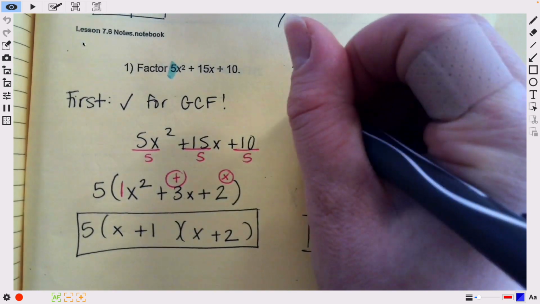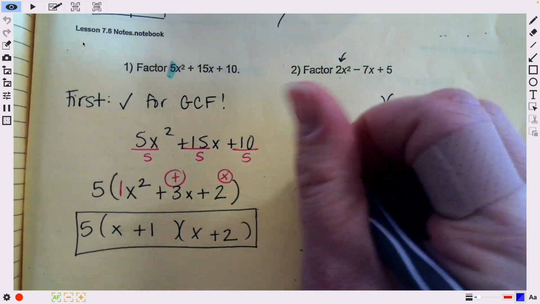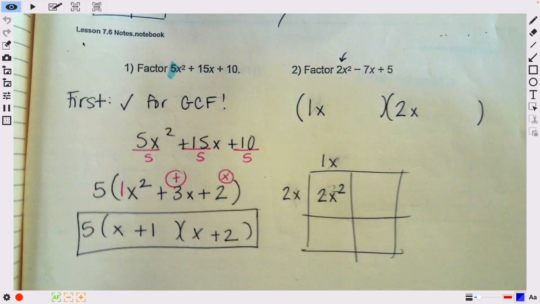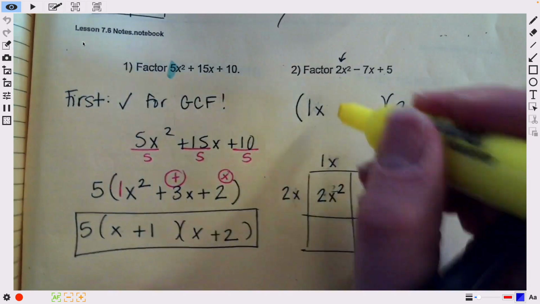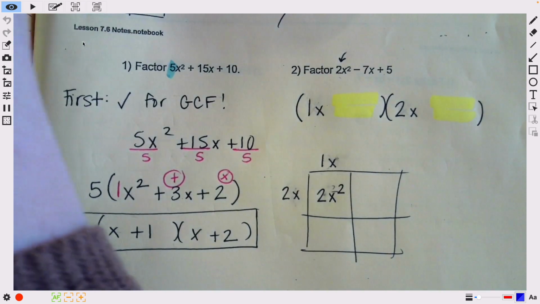1 and 2. So that just means one of these is going to be 1x and one of these is going to be 2x. That's the only way to multiply to 2x squared, 1 times 2. Okay, so now we have to fill in these numbers. This is where it's a little trial and error.